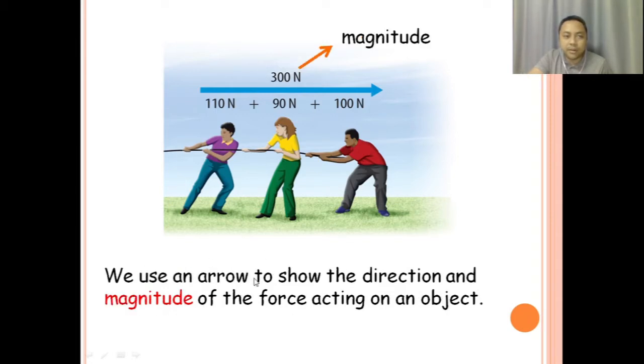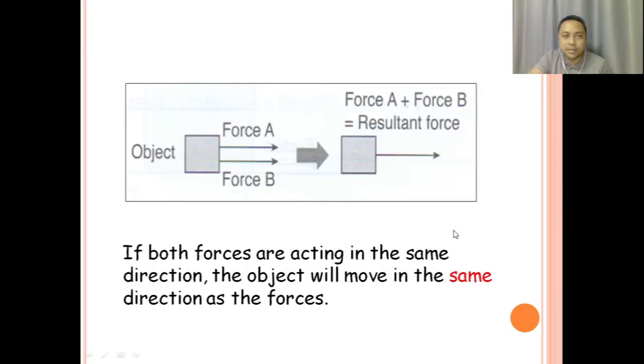We use an arrow to show the direction and magnitude of the force acting on an object. This is the magnitude, and this is the arrow. So we can now tell the direction and magnitude of a force.